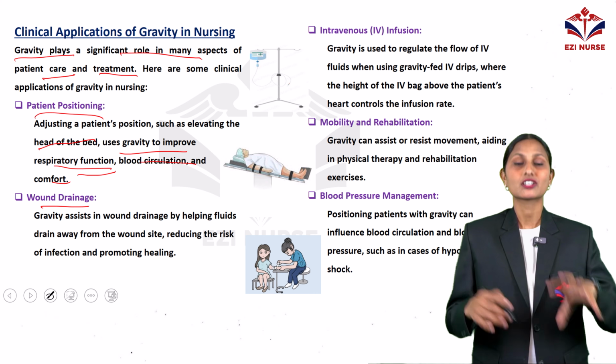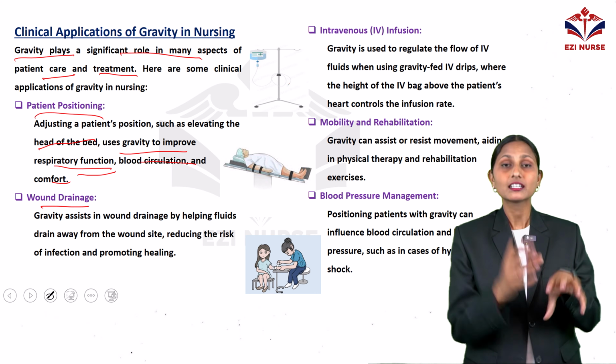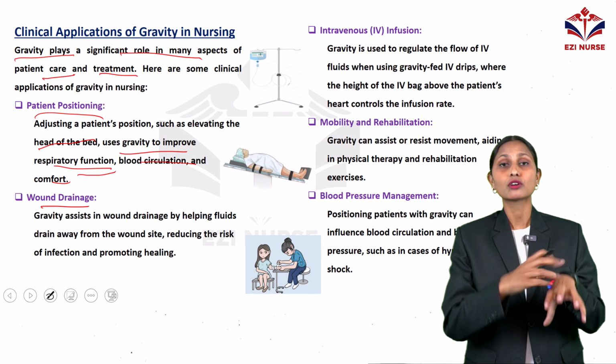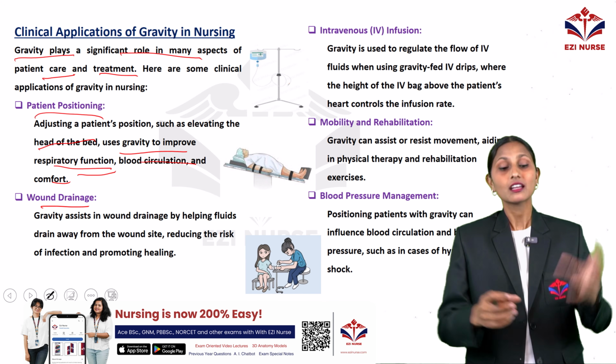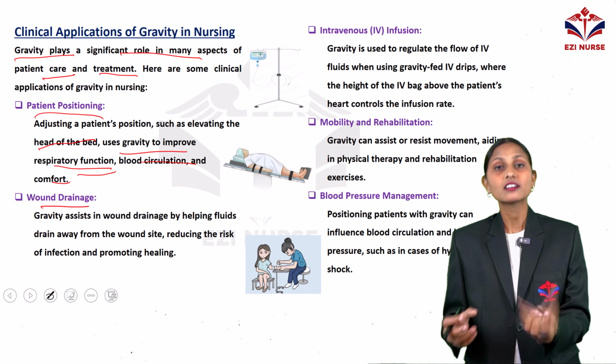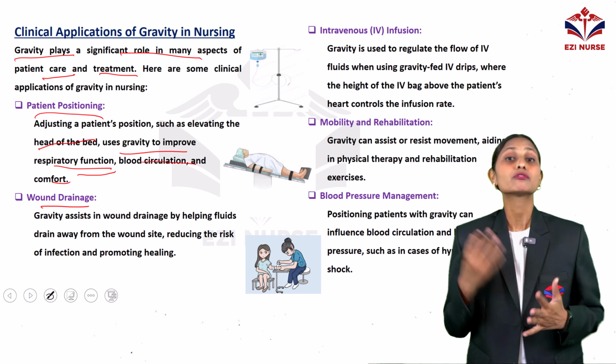Next one is wound drainage. If the patient has a wound drain, the drainer will drain pus or any impurities, and it will suck out all the impure material. It is happening because of gravity.